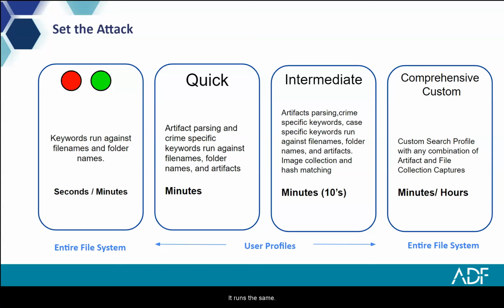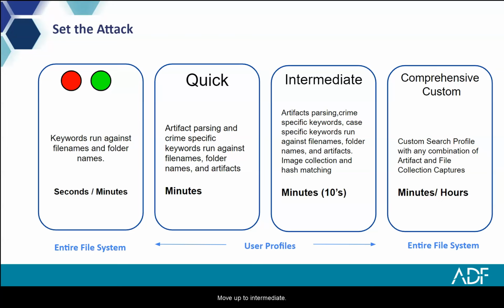So quick, it runs the same keyword searches as red light, green light, maybe you add some more crime-specific keywords, and then we parse out the artifacts, and those keywords are run against those artifacts. So your web browsing, your logins, your downloads, your USB history, your communications, your emails, your peer-to-peer. So you'll have all those parsed out and the keywords. Gives you a better profile of the use of the computer. And any matches are tagged and collected automatically.